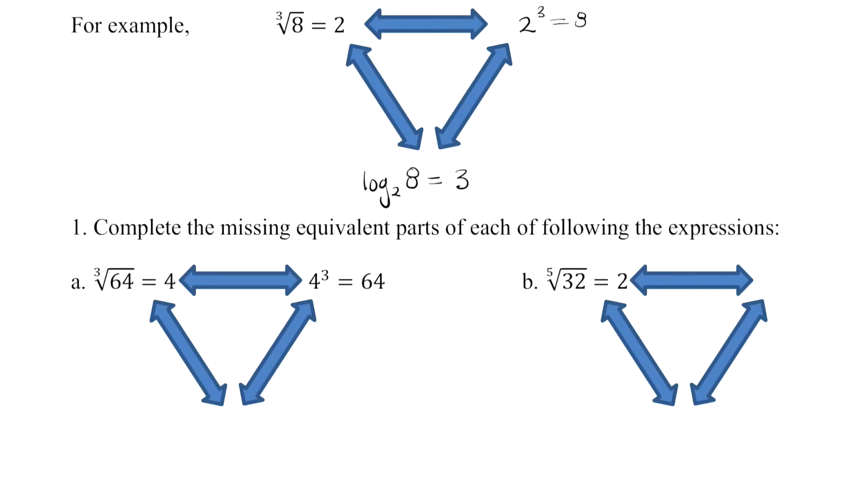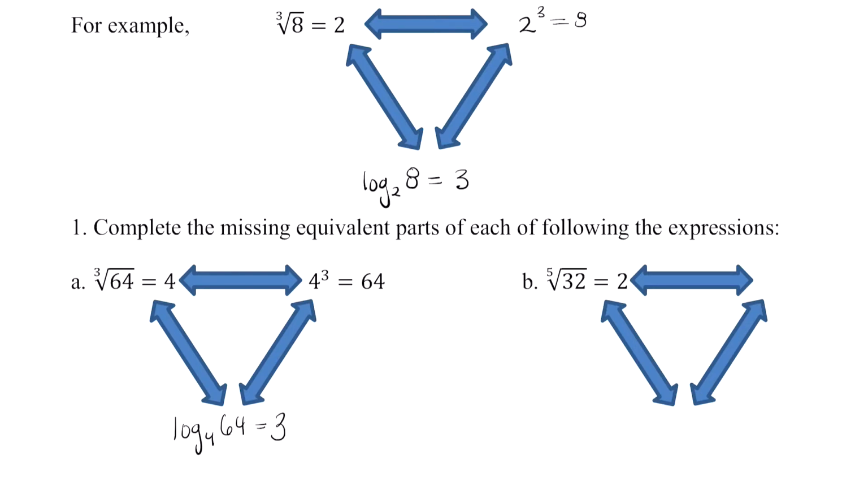All right, let's try some more examples. For part A, we're given that the cube root of 64 is equal to 4 and 4 cubed equals 64. So this one's almost completely done. We just need to fill in this portion. So I'm going to fill in log base 4 of 64 equals 3.